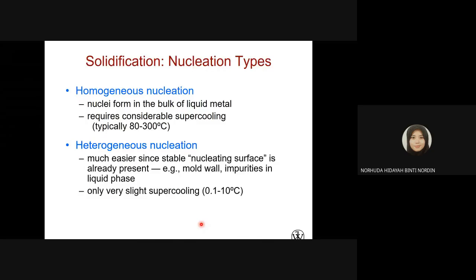Now, there are two types of nucleation: homogeneous and heterogeneous. Homogeneous nucleation means nucleation in a homogeneous situation. It forms in the bulk of a liquid metal, and it requires considerable supercooling, high supercooling, around 80 to 300. On the other hand, heterogeneous nucleation is much easier, since you already have a stable nucleating surface.